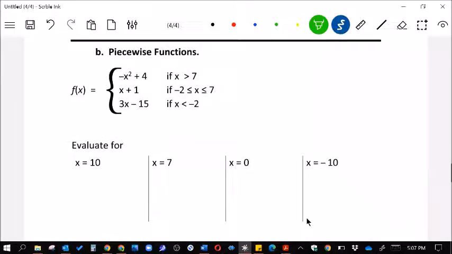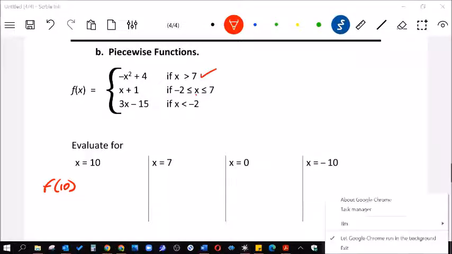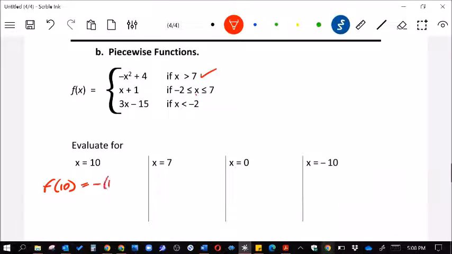Okay, now here's a different piecewise function, and let's take a look at what happens when we evaluate for 10. So f of 10, let's see which one it is. 10 looks like it fits this. 10 does not fit this because it's not between those two numbers, and it's not less than negative 2. So that means we need to do negative 10 squared plus 4. So we're using this one. 10 squared is 100. That's negative 100 plus 4. So the function at 10 is negative 96.